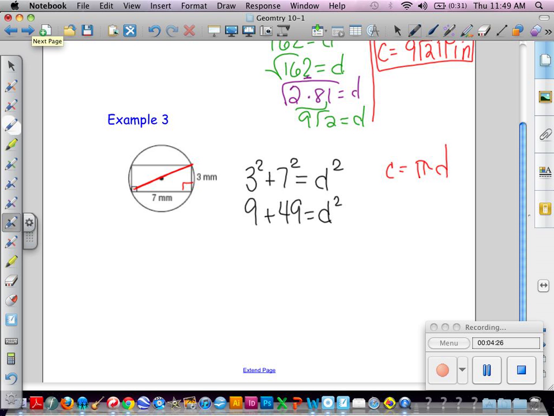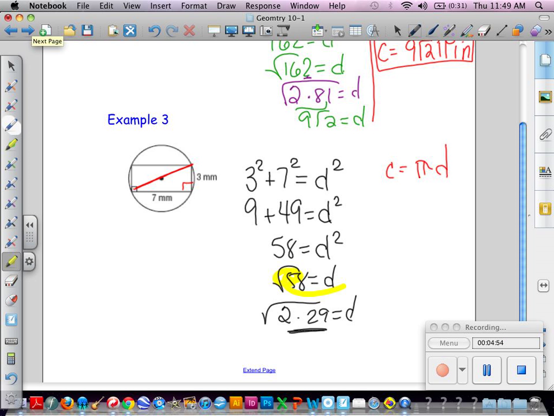9 and 49 is 58, d squared, square root. Again, you need to simplify that. I see 58 is even, so 2 goes into 58, 2 and 29. Okay, so I can't simplify it. Neither one of those are perfect squares. So I'm going to take my 58 and plug it in.